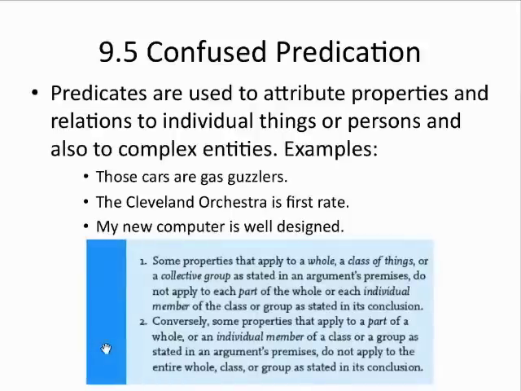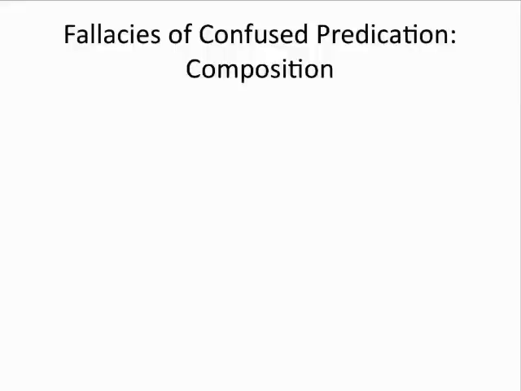Confused predicates arise when we mistakenly think that just because a predicate can be properly applied to a whole thing or the entirety of a set, that therefore that same predicate can be applied to a part of that thing or a member of the set. This kind of confused predication is known as division. When we move in the opposite direction, from the predicate properly attached to a part and misapplied to a whole, that's known as composition. Let's start with composition.